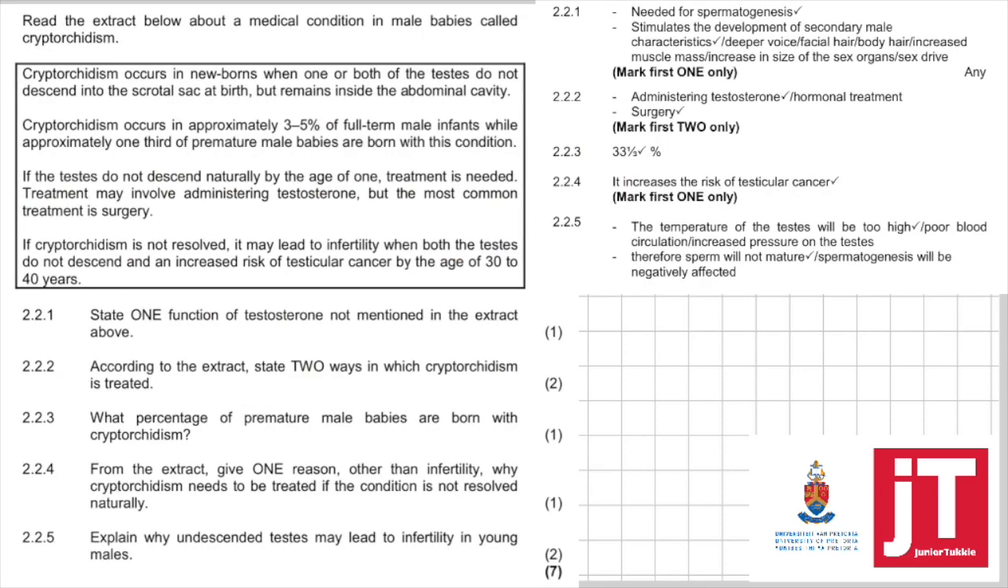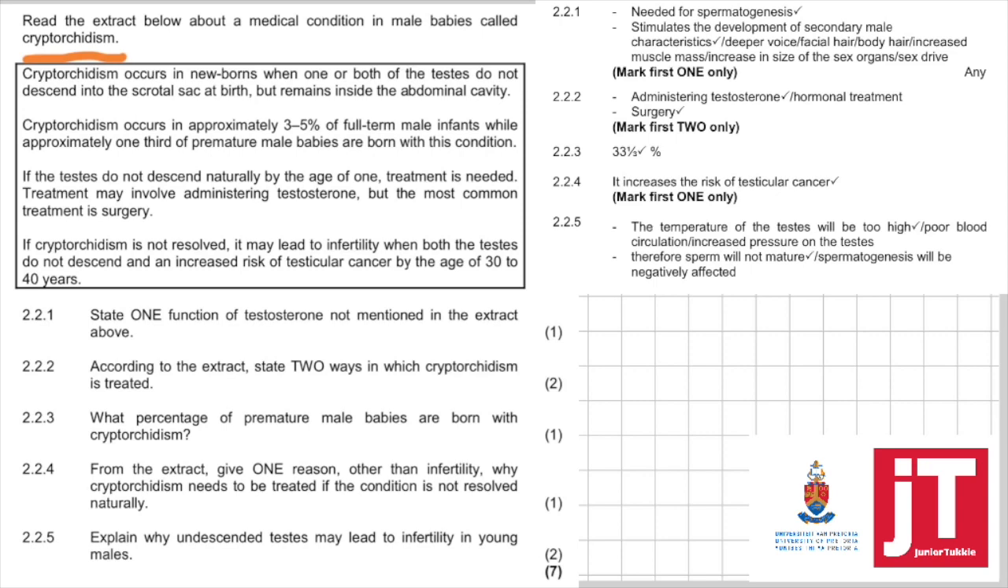Right. 2.2. Read the extract below about a medical condition in male babies called cryptorchidism. Now, cryptorchidism occurs in newborns when one or both of the testes do not descend into the scrotal sac at birth, but remain inside the abdominal cavity. Cryptorchidism occurs in approximately 3 to 5% of full-term male infants, while approximately 1/3 of premature male babies are born with this condition. If the testes do not descend naturally by the age of 1, treatment is needed.